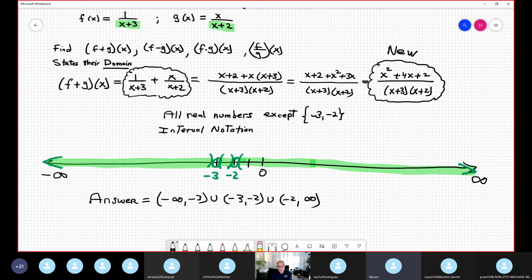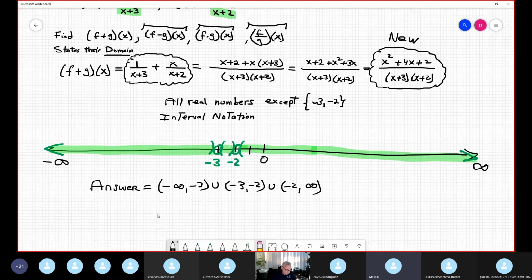That is equivalent to saying all real numbers except negative 3 and negative 2, because we have the entire real number line except a couple of holes. Holes are the bad guy. Similar idea. I don't want to repeat this because it's the same thing for subtraction and multiplication. Division I need to do, because division has a special restriction. Let's do a division.